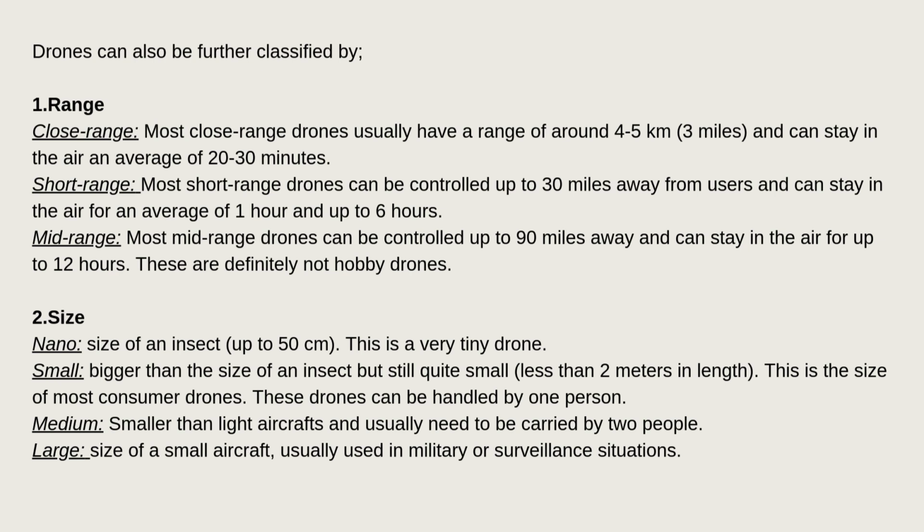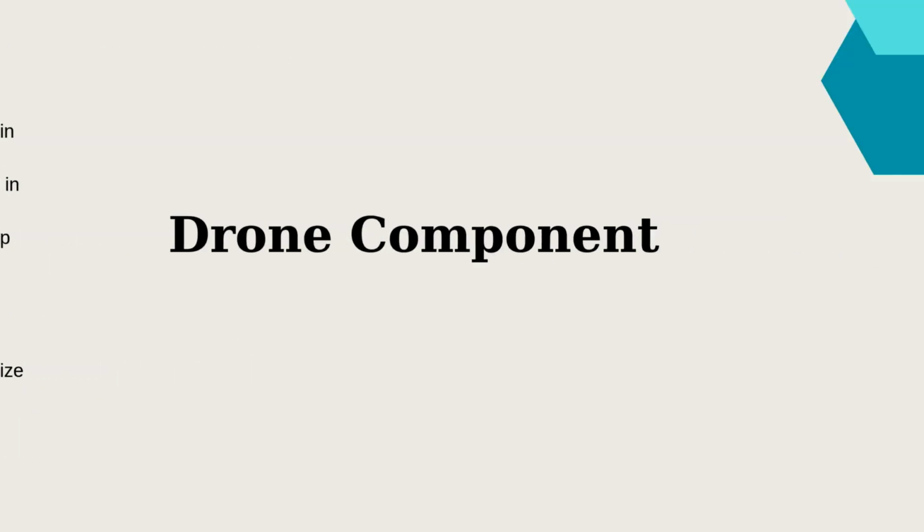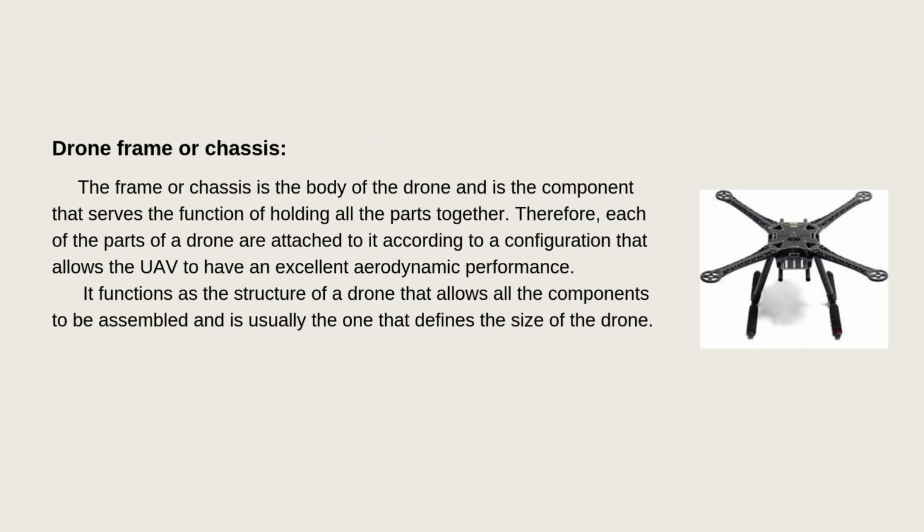Size: nano, about the size of an insect. This is a very small UAV, larger than an insect, but still quite small. This is the size of most consumer UAVs. Medium, smaller than light aircraft and usually requires 2 people to carry them. Large, the size of a small aircraft, usually used in military or surveillance situations.